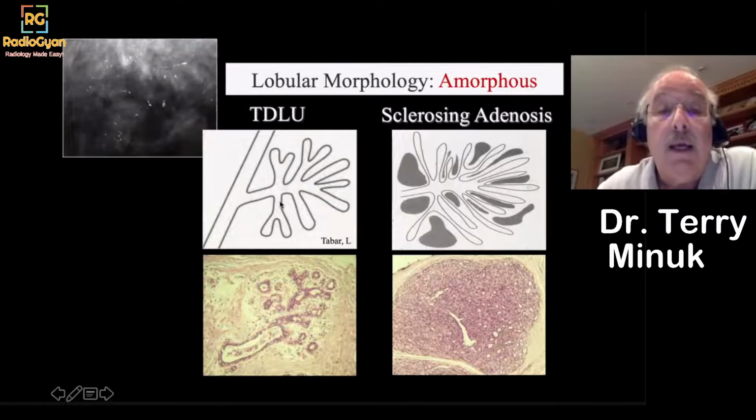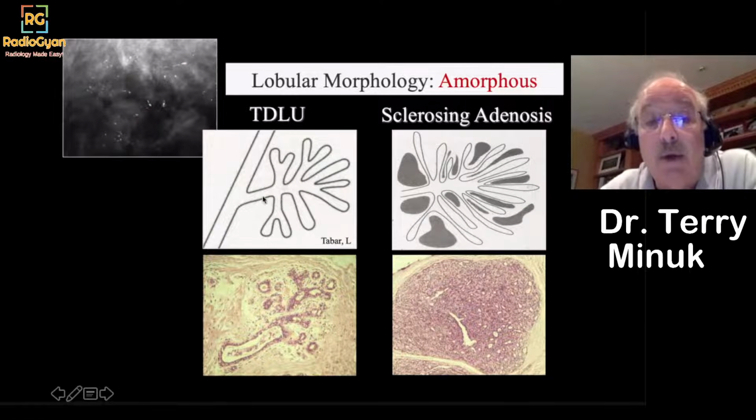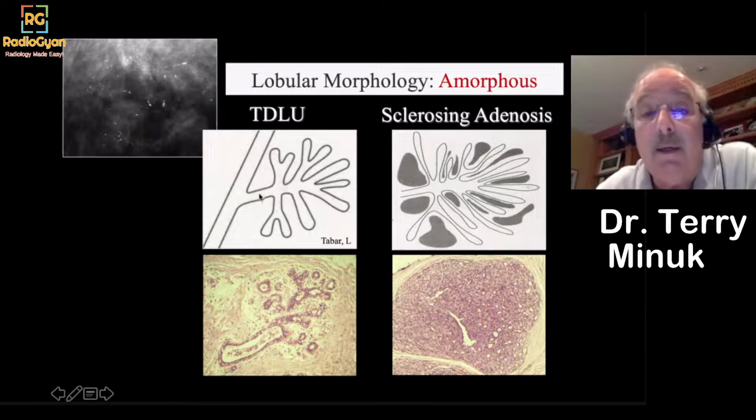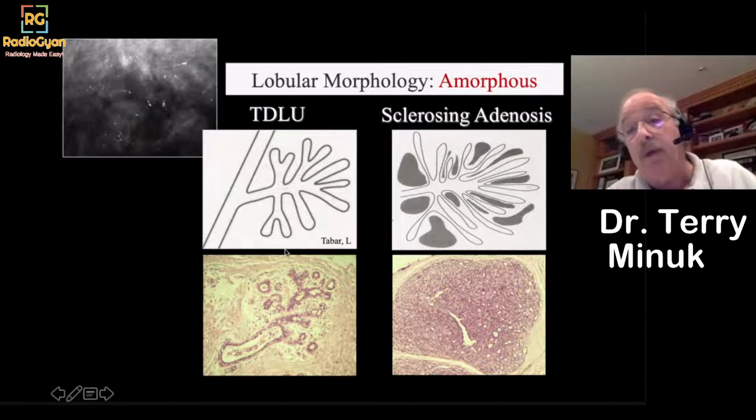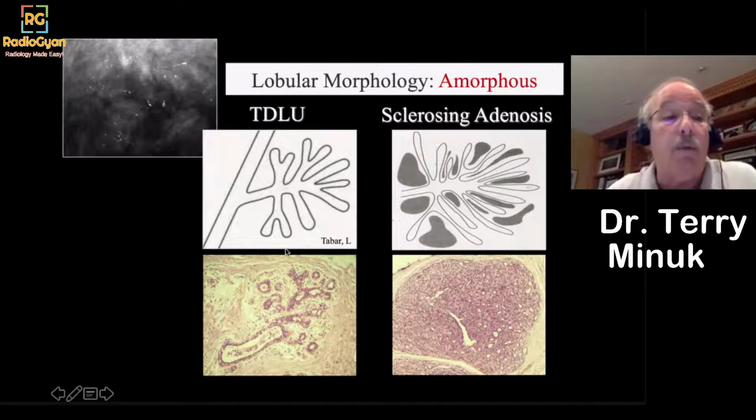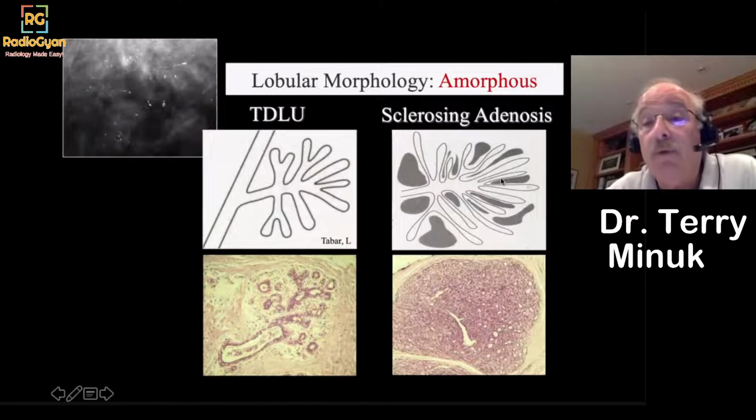So here's sclerosing adenosis. The schematic pictures are all Tabar's. I don't know if you know, Laszlo Tabar is a radiologist who has done a lot of work on breast cancer and radiology, and is probably the greatest breast cancer teacher in radiology that has ever lived. Here's a normal TDLU with normal acini. On the right, you have sclerosing adenosis.